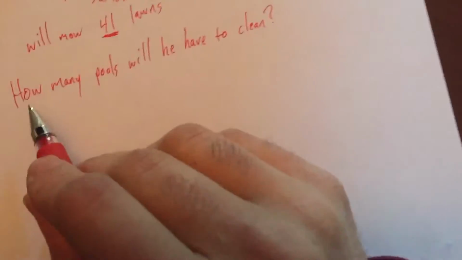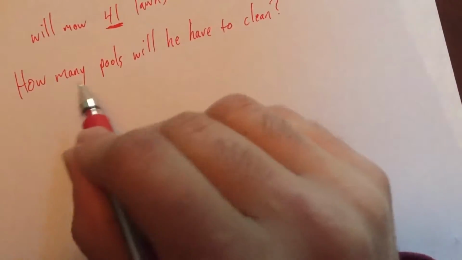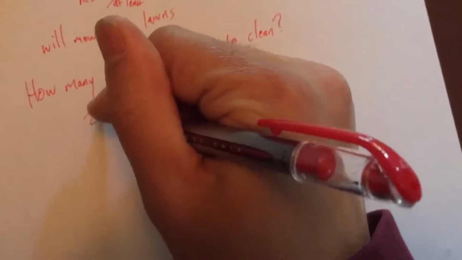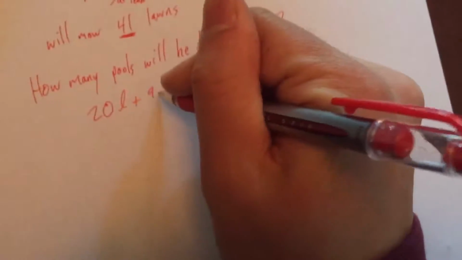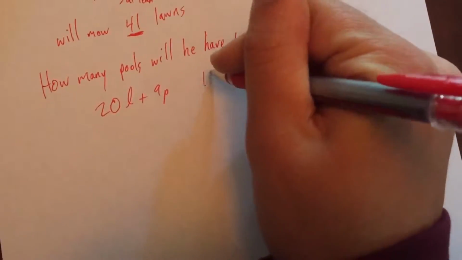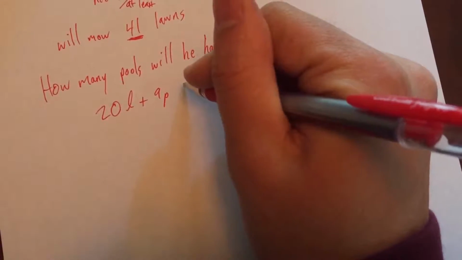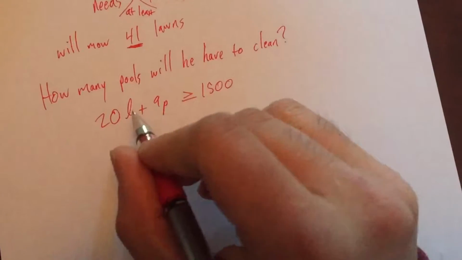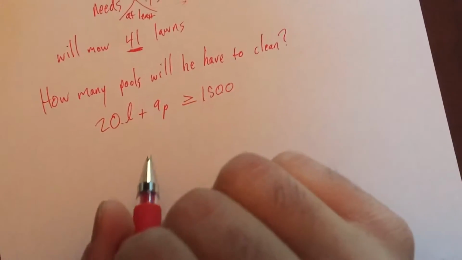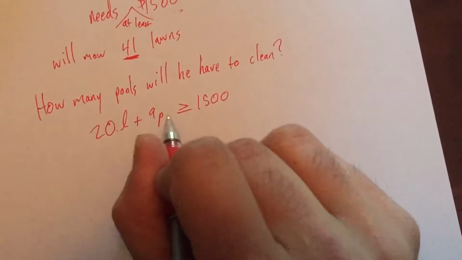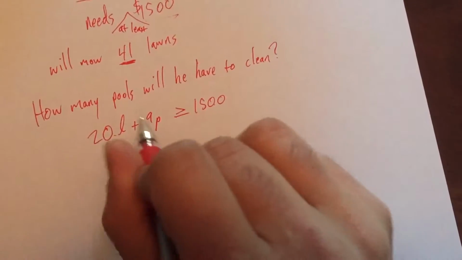So we're going to look at this question: how many pools will you have to clean? Well, you have $20 times L plus 9 times P, and then 1,500. This has to be at least 1,500. So it's okay if it's greater, but it has to be greater than or equal to $1,500. So if I work this out, it better be $1,500 or more, which is why it's okay if this part is bigger than 1,500.